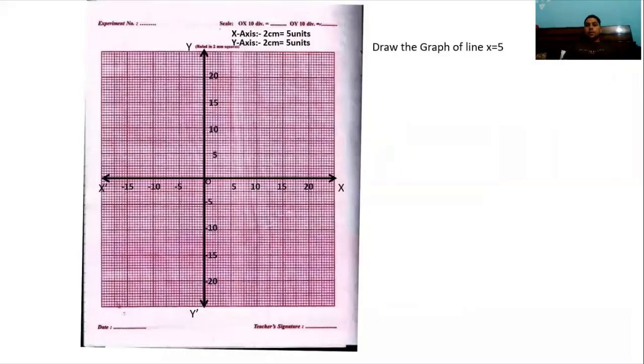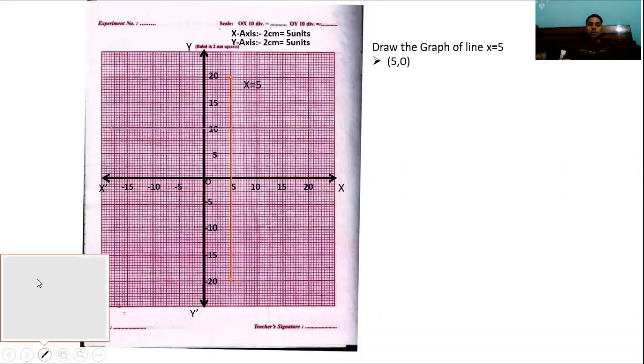Here, first we have the question to draw the graph of the line x is equal to 5. Now, for this x is equal to 5, we have a fixed value of x, but the value of y can be changed here. So, this will be a straight line parallel to the y-axis. How does it come about? Suppose x will remain the same, and we will substitute different values for y here.